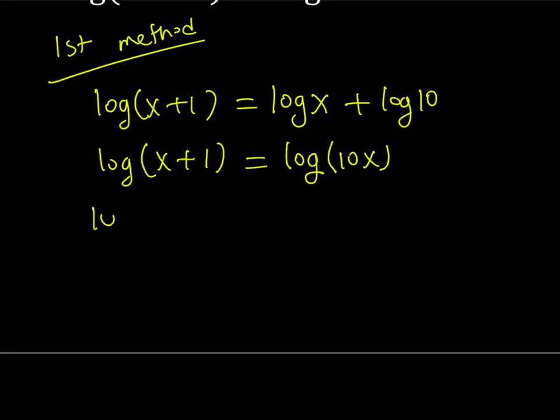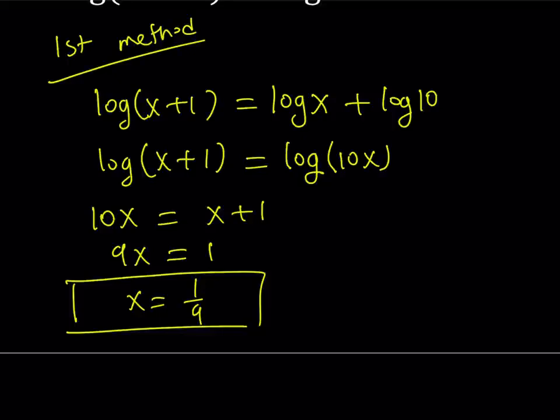So from here we can write 10x is equal to x plus 1, and this is a very easy linear equation with variables on both sides. So we're going to subtract x, that's going to give us 9x equals 1, and division is going to give us x equals 1/9.